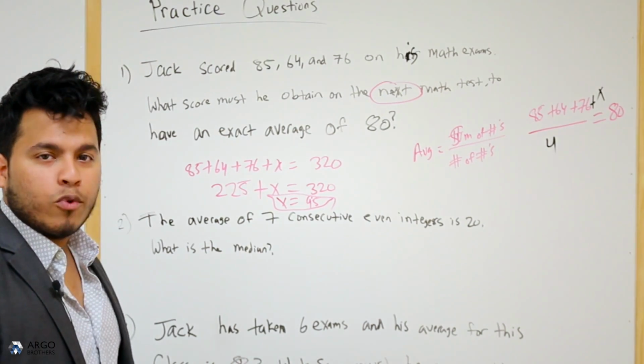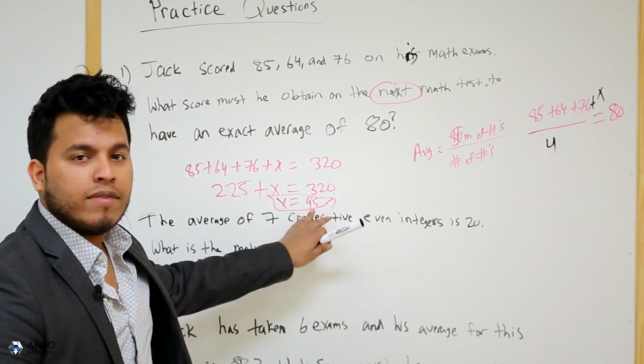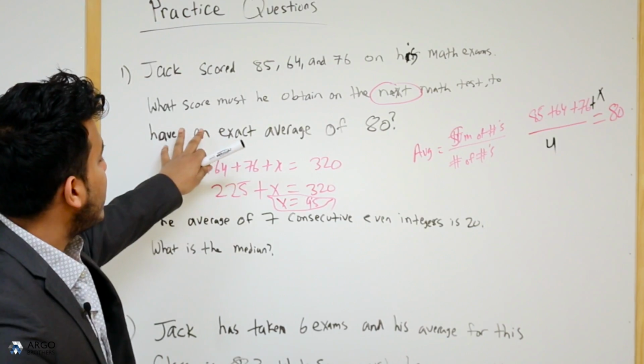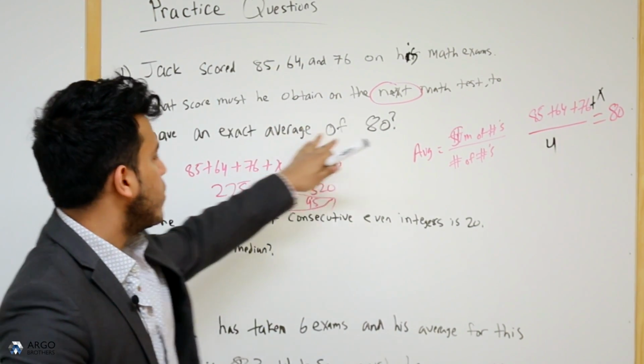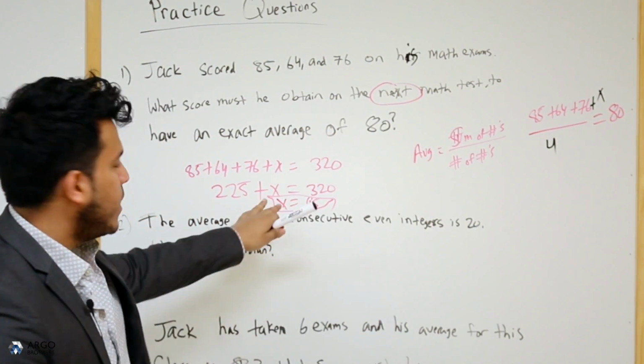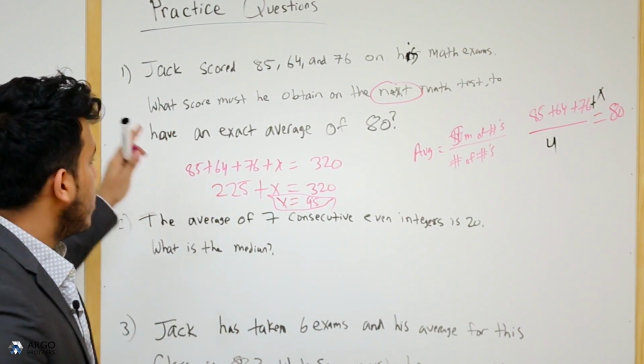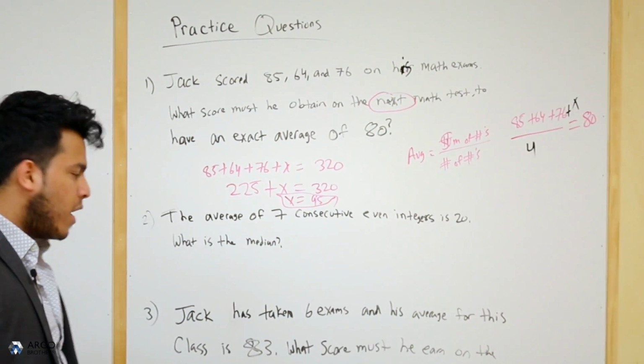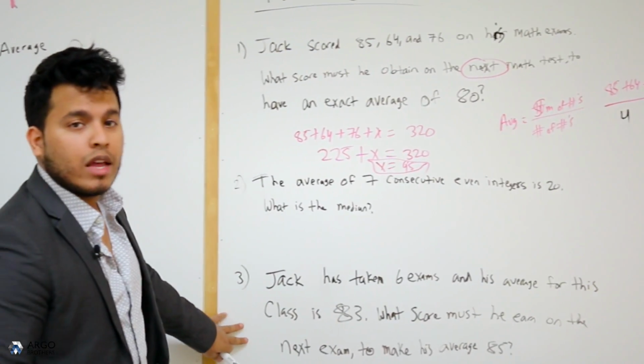So basically, on his fourth exam, he needs to get a 95 to get an overall average score of 80. So your answer would be 95. This is one of the questions you can definitely expect to see. And if not, you'll probably see an exam question that looks like this.